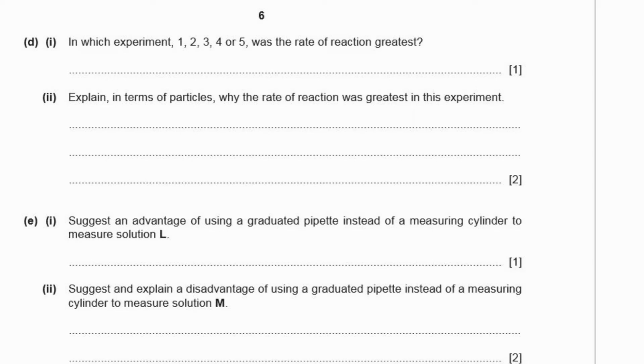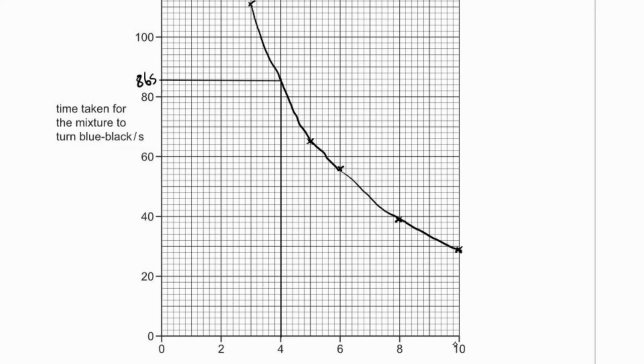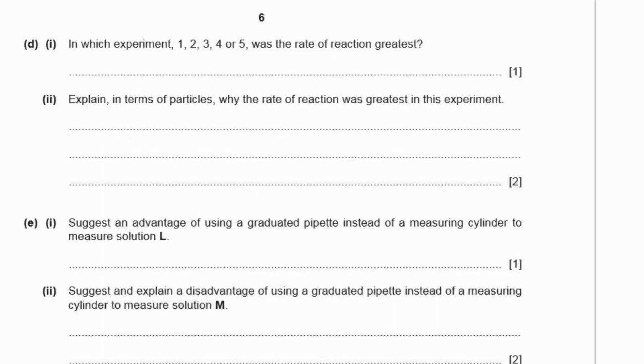D1. In which experiment, 1, 2, 3, 4, or 5, was the rate of reaction greatest? All right. So remember, at 10 centimeters cubed for solution L, this was experiment 1. This was 2, 3, 4, and 5. Don't write these numbers on your graph. This is just me showing you. So in experiment 1, the reaction happened the fastest, which means the rate of reaction was the fastest. So, experiment 1.